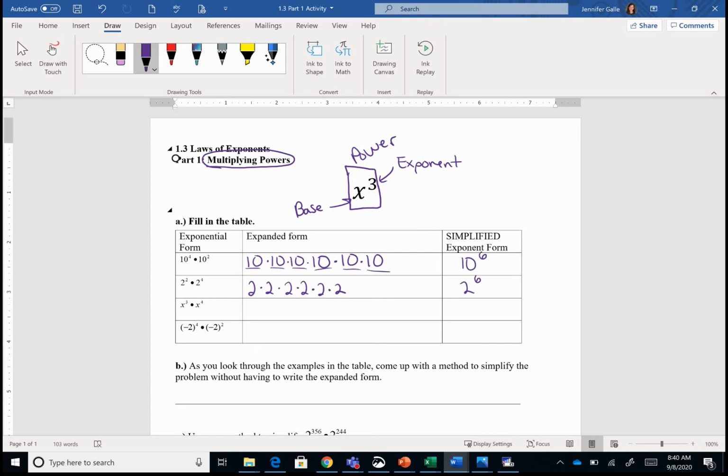The third and fourth rows, they're not any different. Just trying to see if you can use that expanded form, something you already know how to do, and help us figure out a nice little shortcut. 'Cause expanding out, that can get to be kind of tedious.